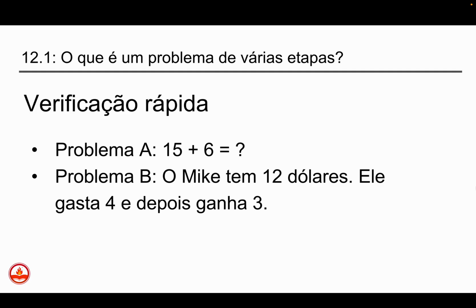Let's do a quick check now. Problem A. 15 plus 6 equals what? Problem B. Mike has $12. He spends 4, then earns 3. Which one is a multi-step problem? Yes, problem A is one step, and problem B has 2 actions, so it is a multi-step problem.